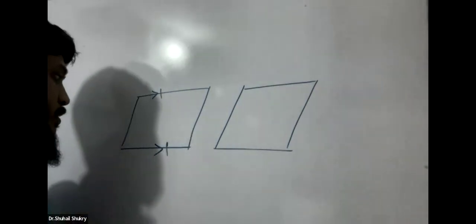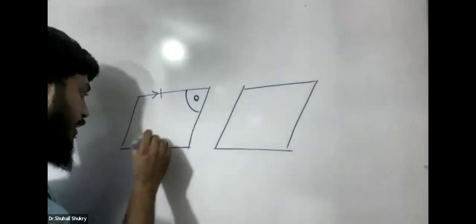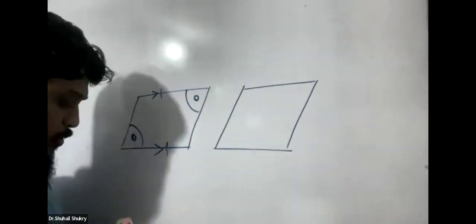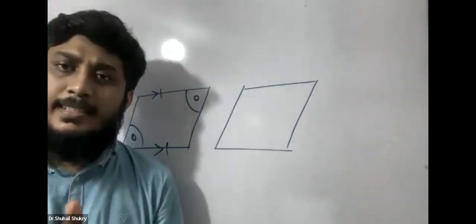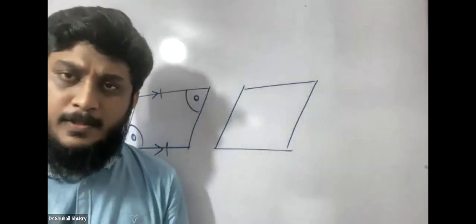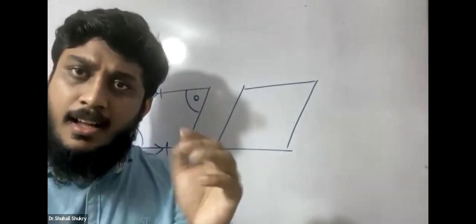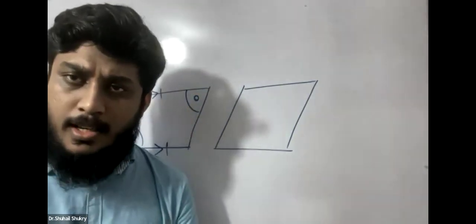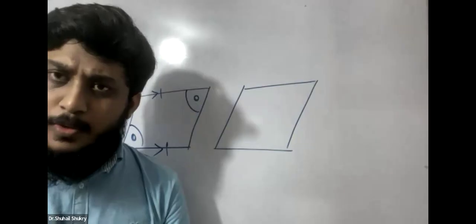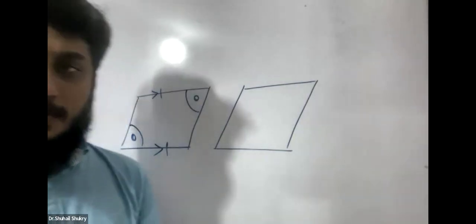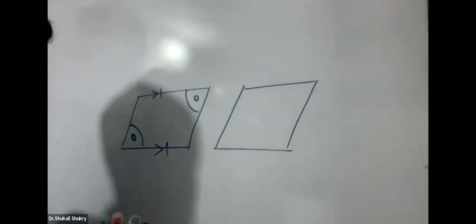Number 2, opposite angles are equal in a parallelogram. So what is number 1? Opposite sides are equal and parallel. That is a parallelogram. Number 2, opposite angles are equal. Right? That is number 2. Let's go for number 3.